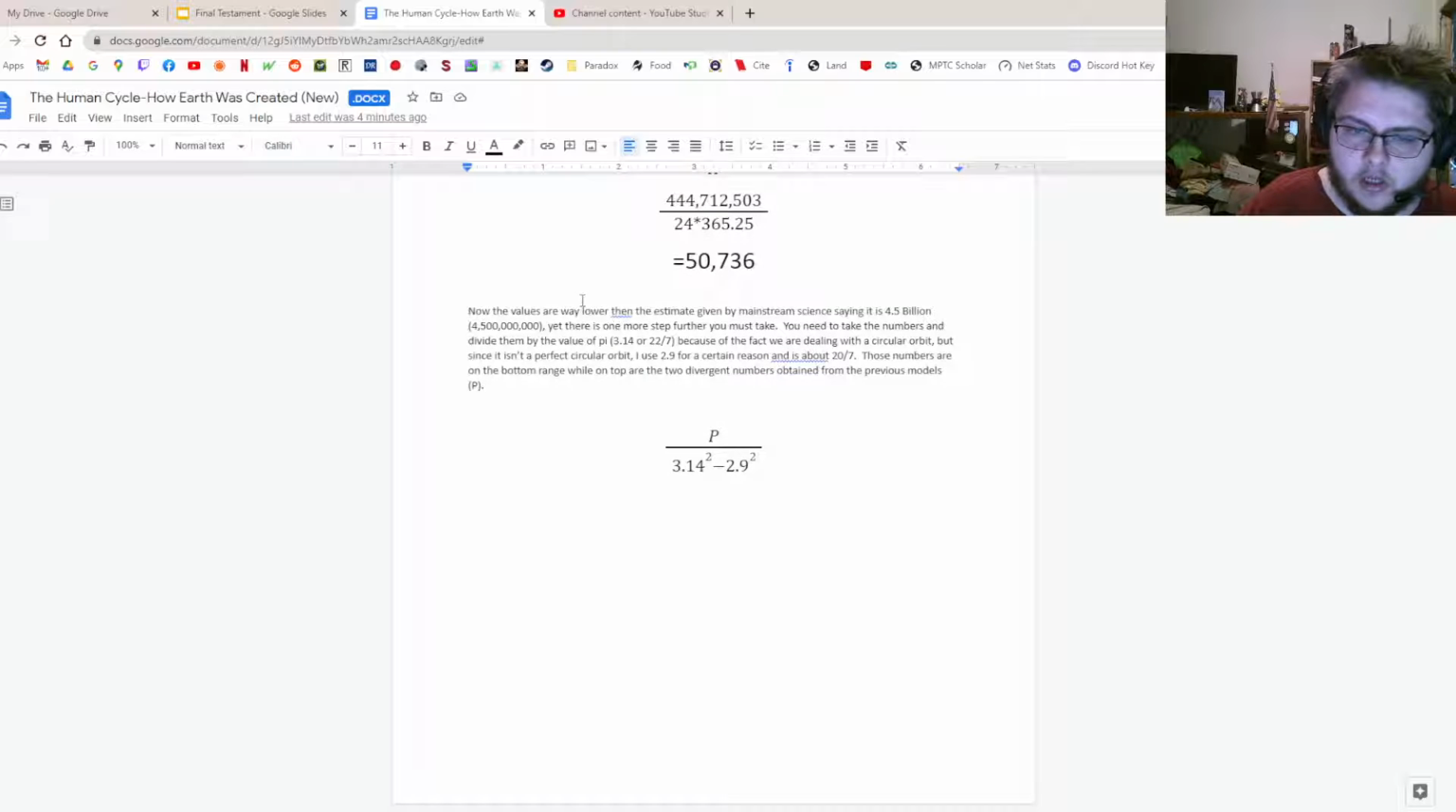50,736. Now the values are way lower than the estimate given by mainstream science, which says it's 4.5 billion years, yet there's one more step you must take. You must take the numbers and divide them by the value of pi, or 22 divided by 7, because we're dealing with a circular orbit. But since it's not a perfect circular orbit, I used 2.9 for a certain reason, which is about 20 divided by 7. Those numbers are the bottom range, while the top are the divergent numbers obtained from the previous model.